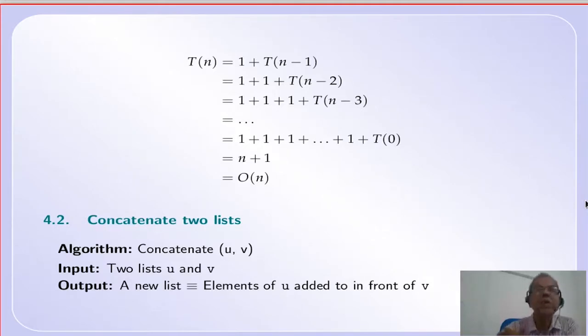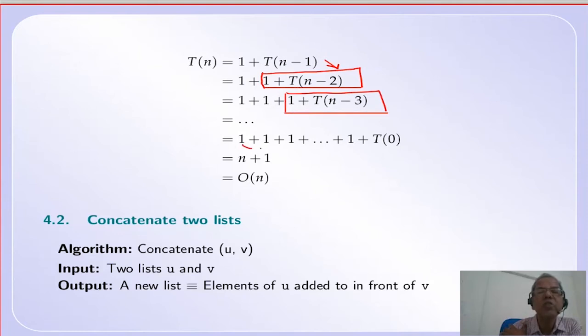This is not a great solution, but one way of doing that. T of n is equal to 1 plus t of n minus 1. 1 plus t of n minus 1 is 1 plus t of n minus 2. 1 plus t of n minus 2 is 1 plus t of n minus 3. And so on. Eventually, I will get n times 1 plus 1 plus 1 and so on, plus 1 plus t of 0. So this is n. T of 0 by definition is 1, and therefore the running time is n plus 1.